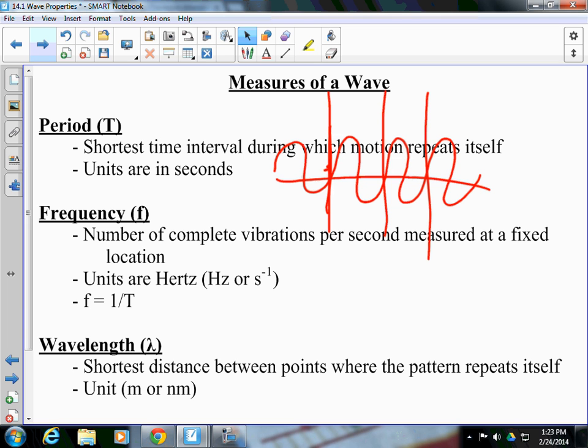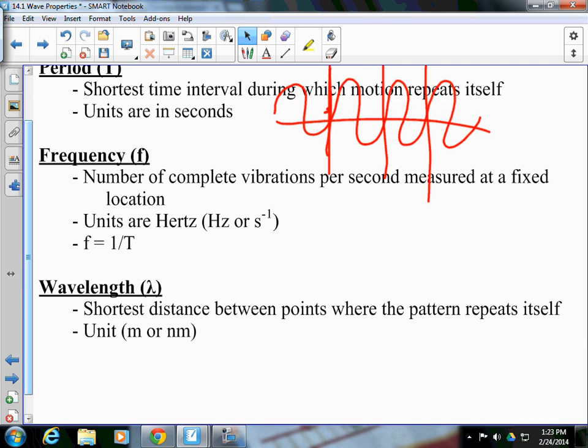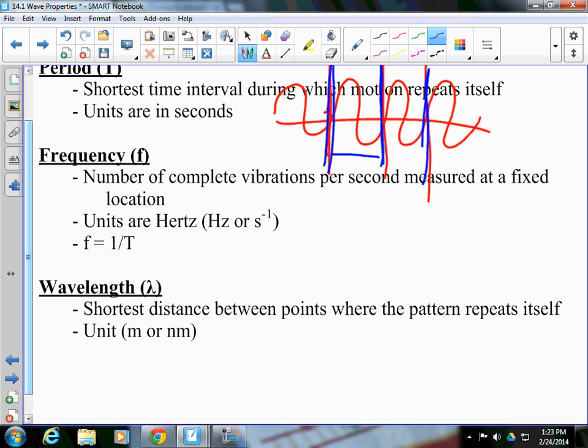Frequency is the number of vibrations per second at a fixed interval. It's measured in hertz. And how do we figure out frequency? It's 1 divided by T. And wavelength. Wavelength is the shortest distance between where the wave repeats itself. So on every line up top here, here's one wave, there's another, there's another. If I measure that distance, that is the wavelength.